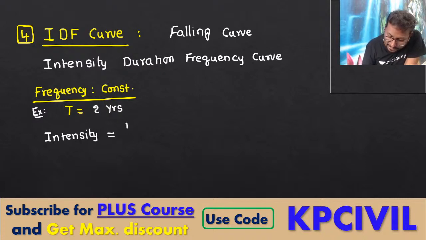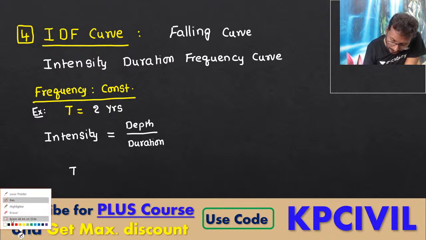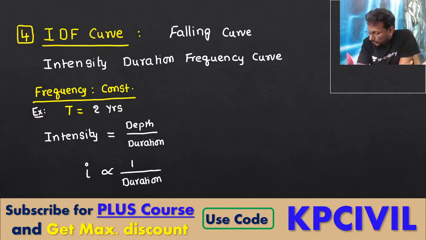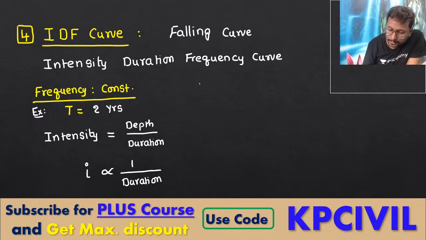Intensity formula we can write down as depth by duration. So how are intensity and time related now? We can say it now. Intensity of rainfall is inversely proportional to duration. Very good. Bhanu Prakash, depth by duration. Intensity is inversely proportional to duration.